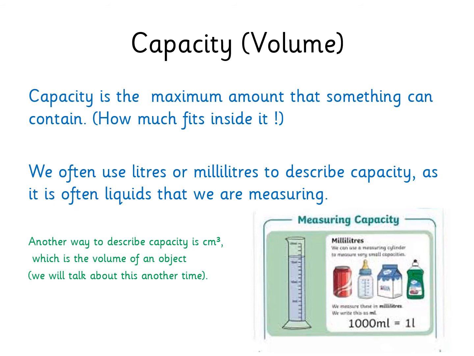If you look at the picture in the bottom corner, you can see some of the ways that we measure capacity. You may have seen the measuring cylinder in school. Or we can talk about the capacity of a can of drink, a baby's bottle, a carton of milk, or even washing up liquid. We usually use millilitres and litres, and 1,000 millilitres is 1 litre.